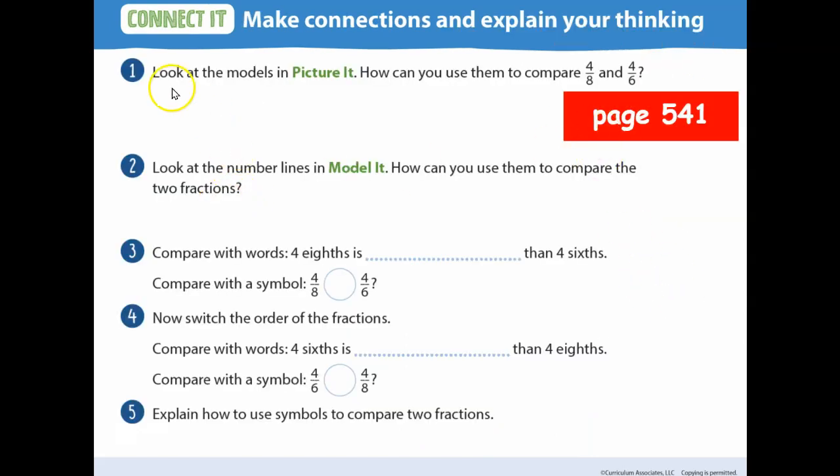Okay. It says, look at the models and picture it. How can you use them to compare 4/8 and 4/6? Well, just use the signs. Okay, so compare with the words. 4/8 is what? What do we say? Less than. Okay. And then if it was the other way, 4/6 is what? Then 4/8. Greater than.